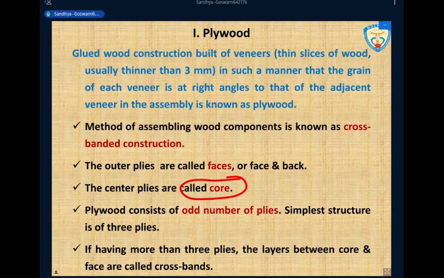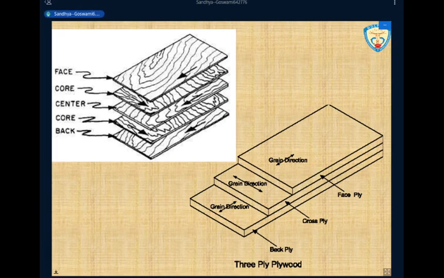Right? So here in this picture, you can see what we were talking about. Here, the centermost ply is here. Then these are the cores. This is the face. The other one is also face. When it is kept away from you, then you can call it back, right? So back, 3 cores, and again this is face. Fine. Then we talked about the cross-banded construction.